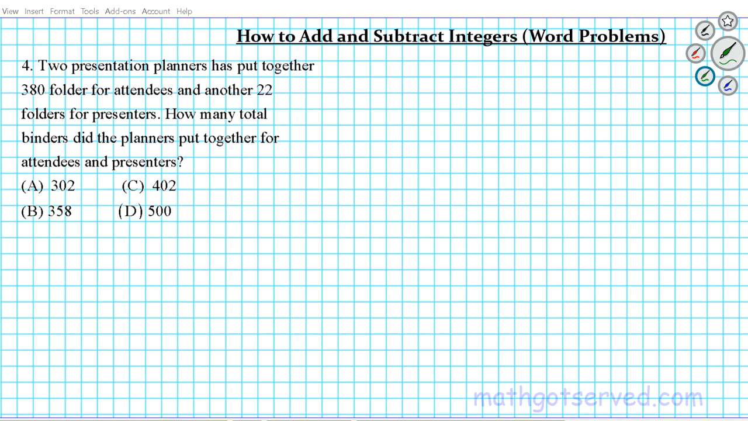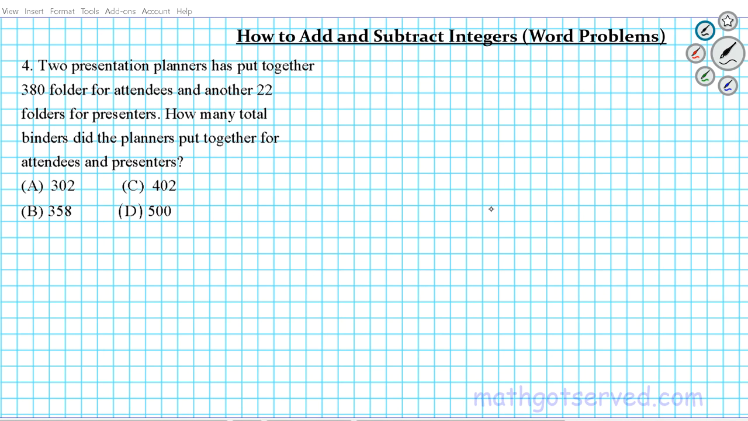All right, let's take a look at number 4. In question number 4, we've been assessed on how to add and subtract integers presented in a word problem format, like was in number 2. Okay, so let's read number 4. It says, 2 presentation planners have put together 380 folders for attendees and 22 folders for presenters. How many binders did the planners put together for attendees and presenters?